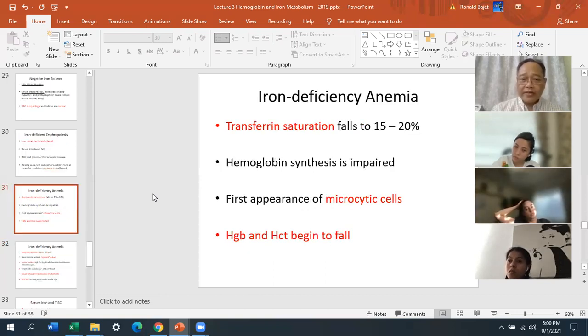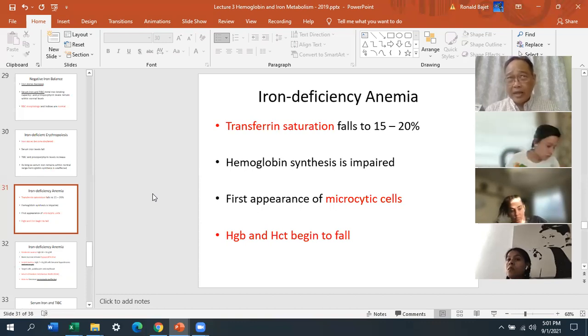Finally, in iron-deficiency anemia, transferrin saturation falls to 15 to 20%. Normally, transferrin saturation can be up to 50%. I'll show that to you in a later slide, probably the next two slides. But transferrin saturation, meaning the iron that transferrin has picked up, is only 15 to 20%. That's not very much. So if you think of iron as being a passenger of transferrin, you don't have very many passengers, in other words. Okay, transferrin saturation is 15 to 20%.